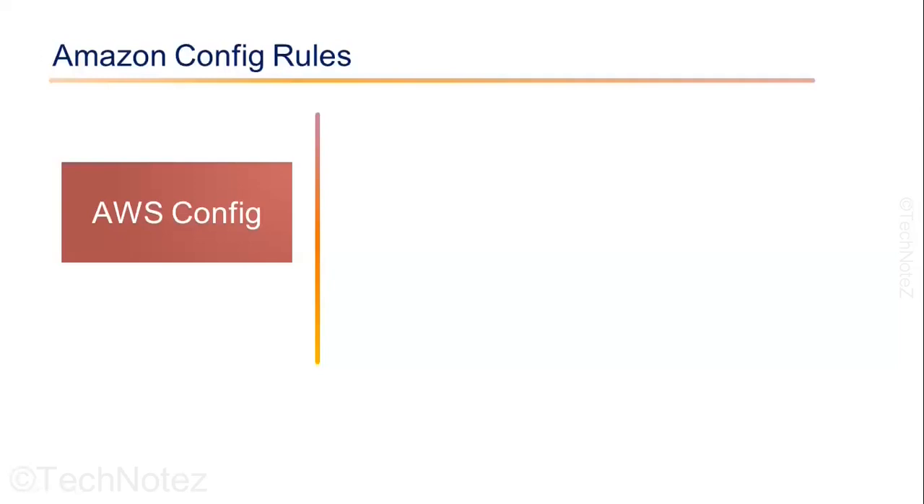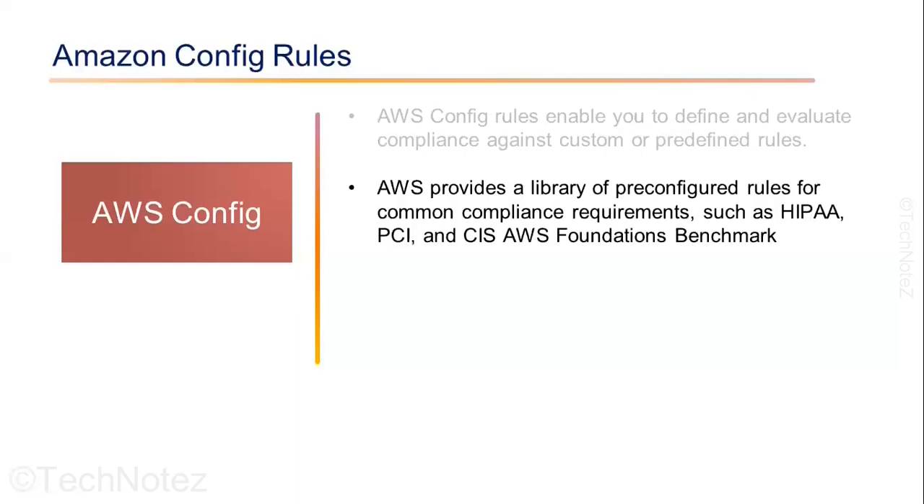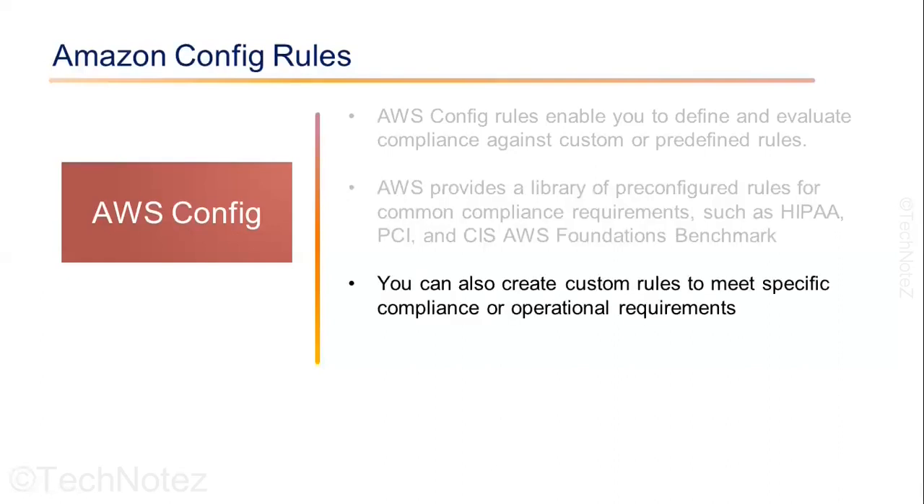Config rules are the most important tool of the AWS Config service. AWS Config rules enable you to define and evaluate compliance against custom or predefined rules. You can evaluate the configuration of your resources based on the configuration rules that you have created. AWS provides a library of pre-configured rules for common compliance requirements such as HIPAA, PCI, and the CIS AWS Foundations Benchmark. You can also create custom rules to meet specific compliance or operational requirements.